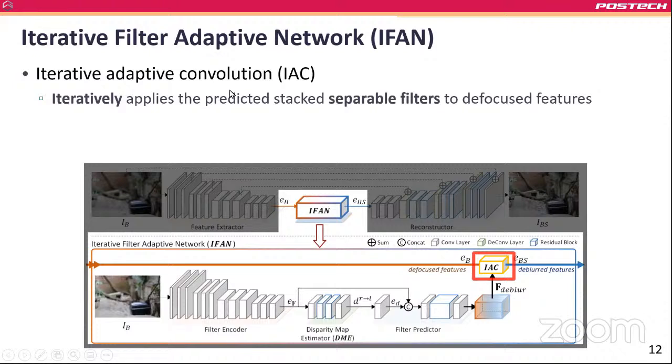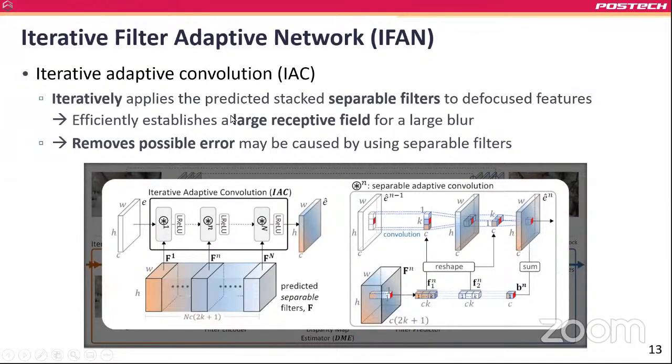This iterative adaptive convolution consists of separable filters, and we apply the separable filter iteratively. By having this separable filter, we can handle a larger receptive field. That means when we want a larger receptive field, we need a larger kernel. But a larger kernel means we need more memory, right?